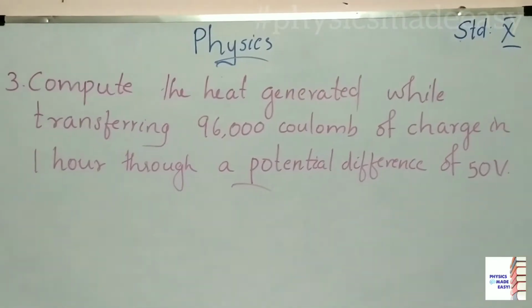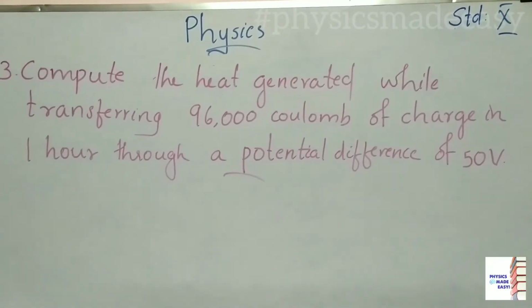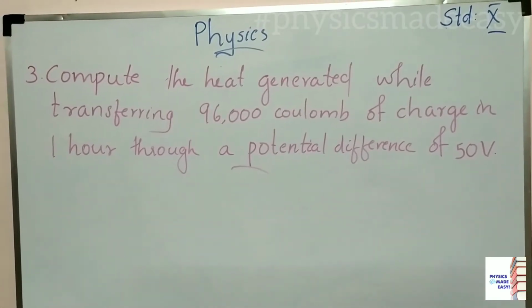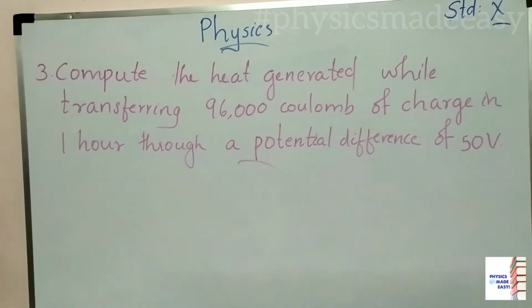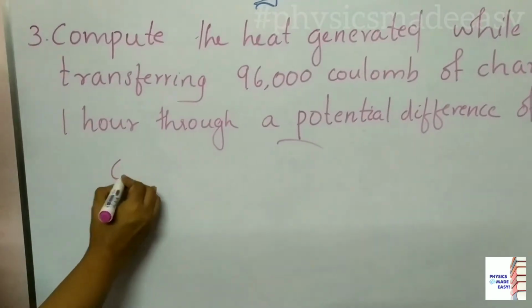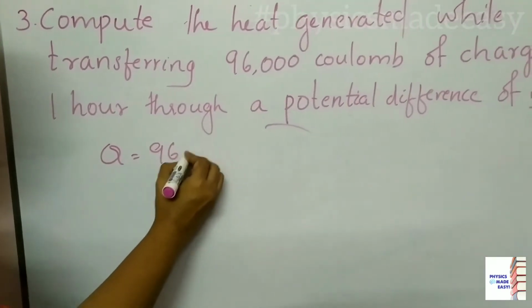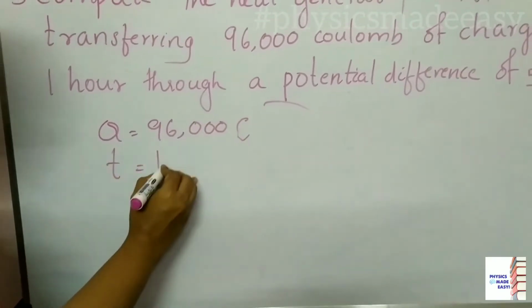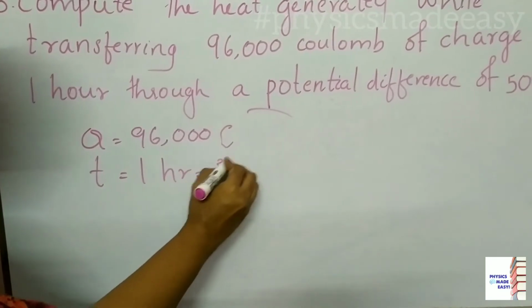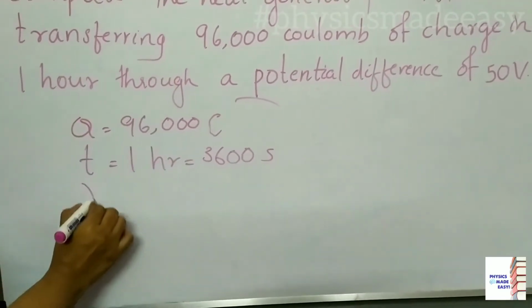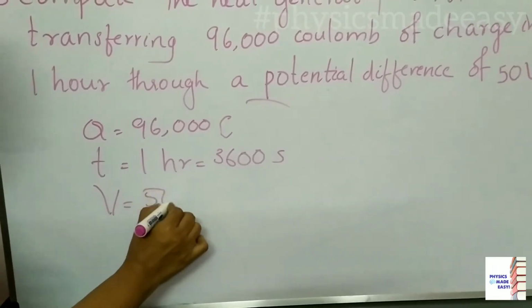Next question. Compute the heat generated while transferring 96,000 coulomb of charge in 1 hour through a potential difference of 50 volt. Here charge is given, Q is equal to 96,000 coulomb. Time is given, 1 hour. This we can convert into second. Then potential difference also given here.